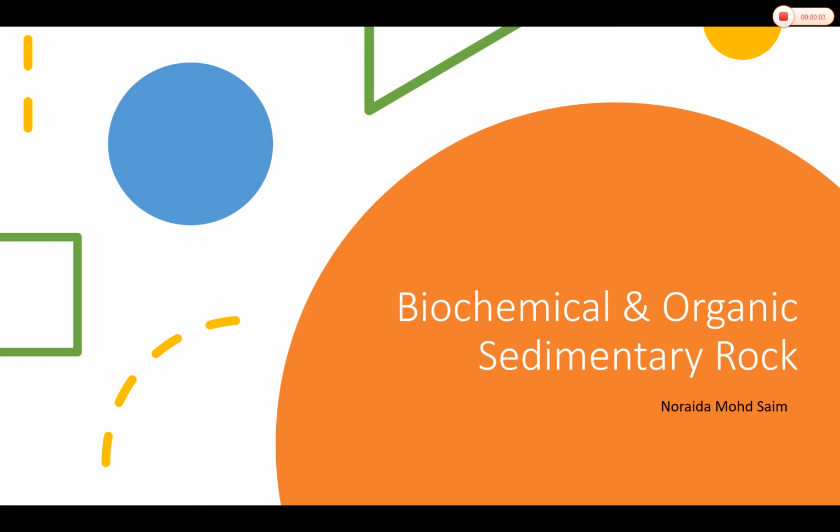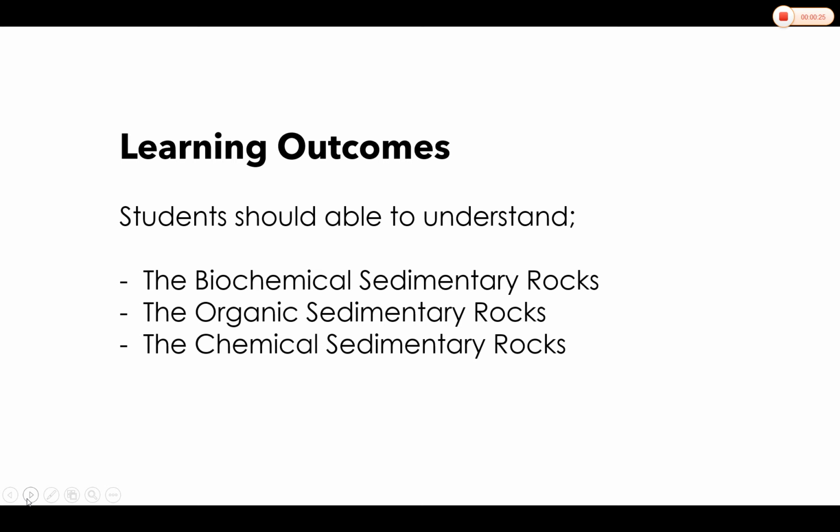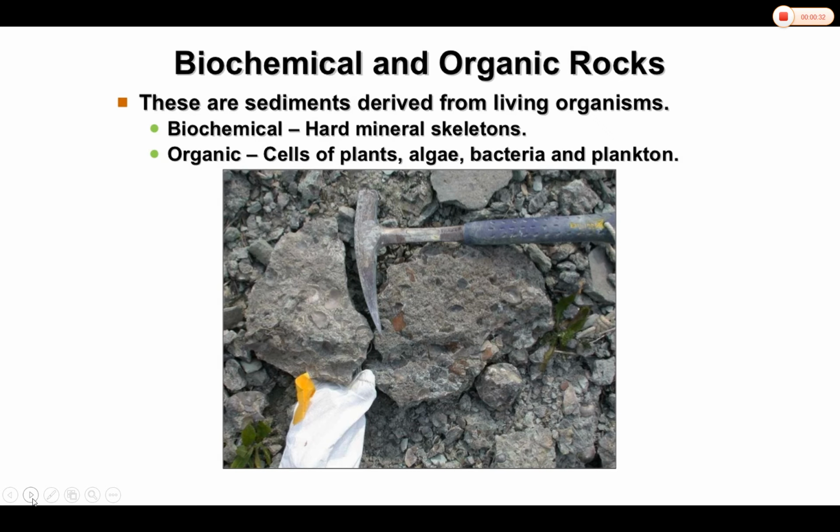Okay, then another part of the sedimentary rock, we have the first one is the clastic. Previously I was explaining the clastic sedimentary rock, and now we move to the biochemical and organic sedimentary rock. So what is the biochemical and what is the organic sedimentary rock? We will also cover the chemical sedimentary rock. So we start with the biochemical and organic rocks.